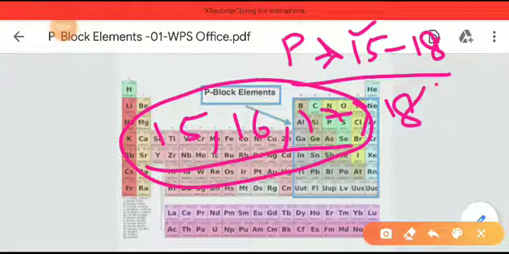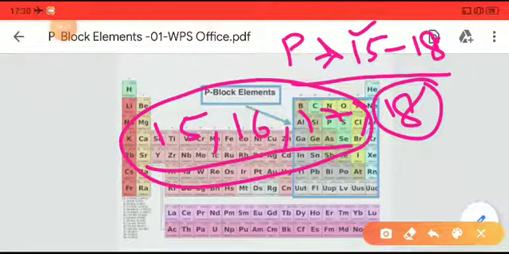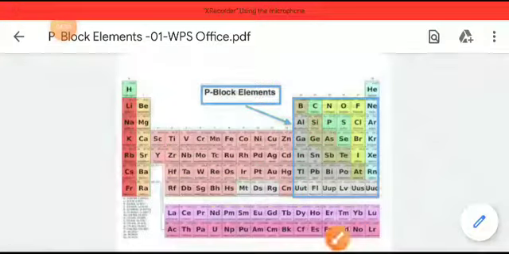In group number 18, as we know, they are the noble gases or inert gases. They react less, so the reactions of group number 18 are less important, but the structure of group number 18 is very much important, whereas group number 15, 16 and 17, all of it is very much important from your exam point of view. Let's proceed.